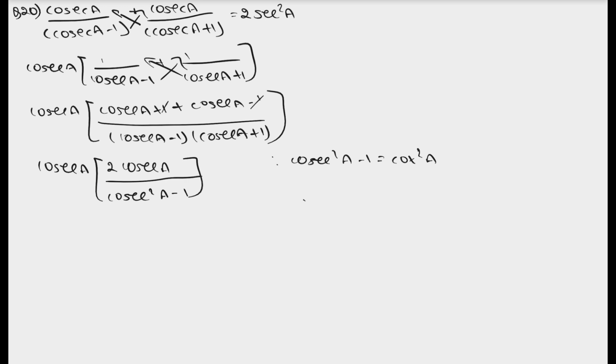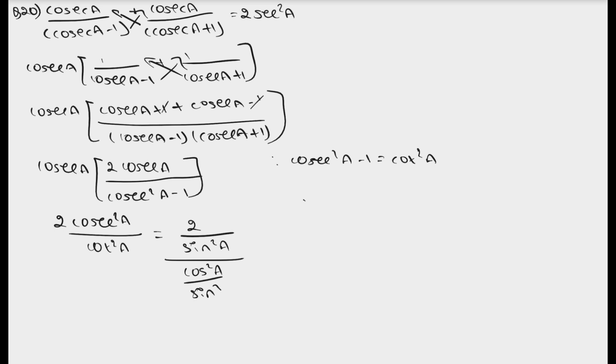Let's replace our denominator with cot square. So we'll get 2 cosecant square A by cot square. Now let's convert this in the form of sine and cos, and we know this cosecant can be written as inverse of sine square, and this cot can be written as cos by sine. So here sine square and sine square gets cancelled. The remaining values are 2 by cos square A, that is inverse of cos is secant square A.